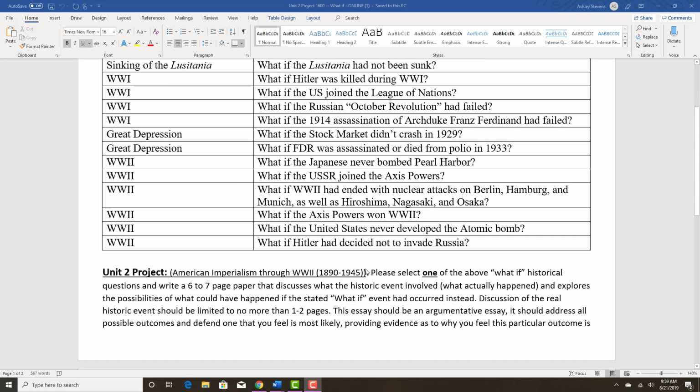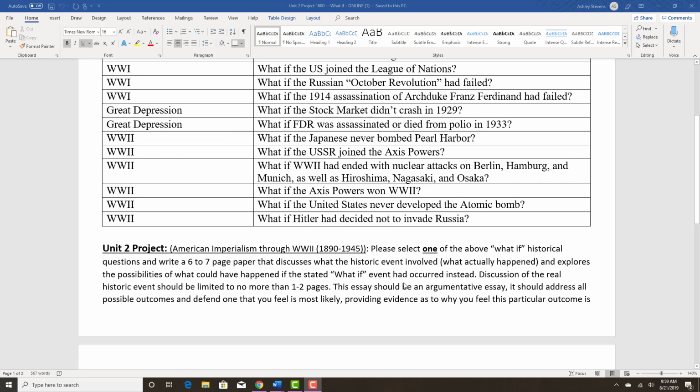So after you've chosen your what if topic from the list above, you want to start doing some background research. You need to be prepared to talk about the real historic event. You don't want to talk excessively about this. You need to assume that your reader is fairly familiar with the historic event. Just give them a background so that your essay has context. So don't go more than 1 to 2 pages on background information.